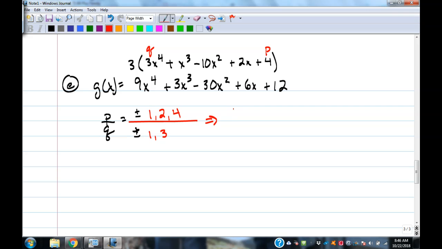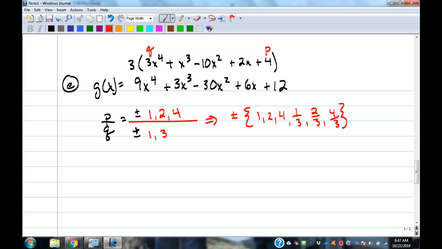our P over Q list, 1, 2, and 4. That's dividing them all by 1. Then divide them all by 3. 1/3, 2/3, 4/3. So we've narrowed that down from every number possible in the world to these 12 numbers. Positive and negative 1, positive and negative 2, positive and negative 4, and plus or minus all those fractions there.